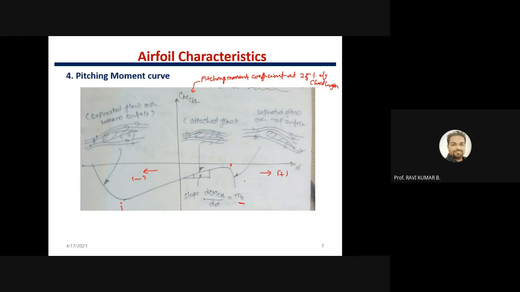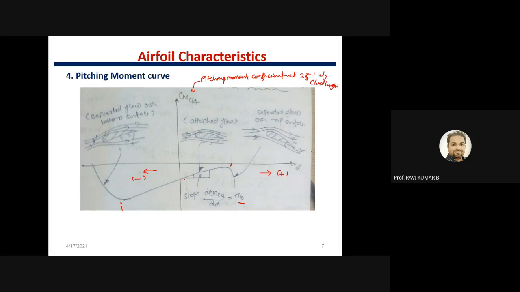This becomes non-linear at higher angles of attack, where flow is getting separated from the top surface as well as from the bottom surface. This is the negative zone; if you're going negative, separation will be here. If you are going for positive angle of attack, separation will be on the top surface. So this zone represents the non-linear behavior of the pitching moment coefficient. If you are going to high negative angle of attack, when the flow separates from the bottom surface of the airfoil, variation becomes non-linear. If you are going for very high angle of attack beyond 16 degrees, the pitching moment coefficient will become non-linear.